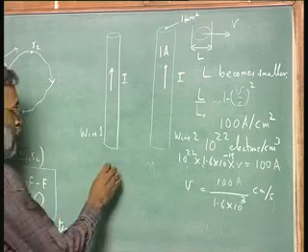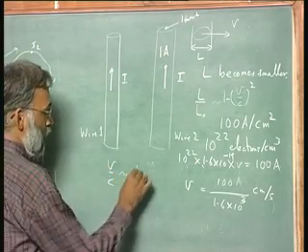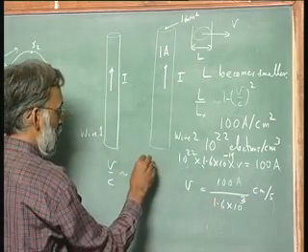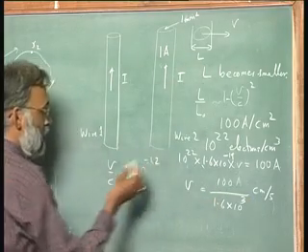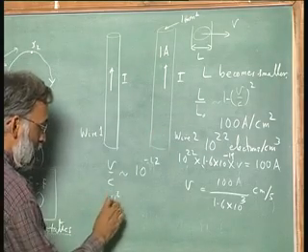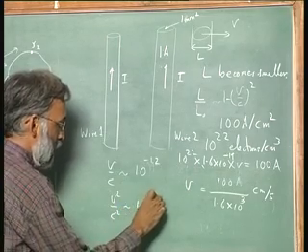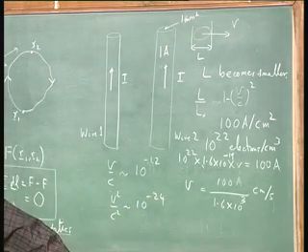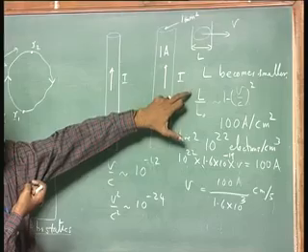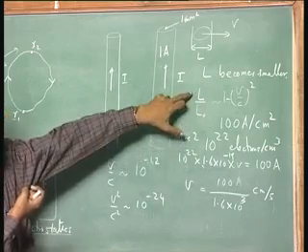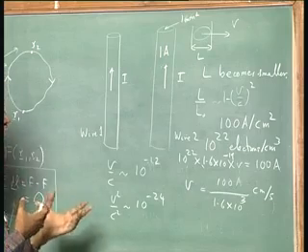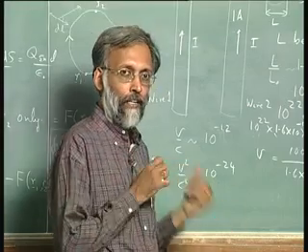In fact, V over C is of the order of 10 to the minus 3, 10 to the 8. So, 10 to the minus 11, 10 to the minus 12 is the range of what V over C is. V squared over C squared is of the order of 10 to the minus 24. So, it is a very tiny change in length. If this was 1 meter, this length became 1 meter less 10 to the minus 24 meters. It is such a tiny change, you would not expect it to have any effect.